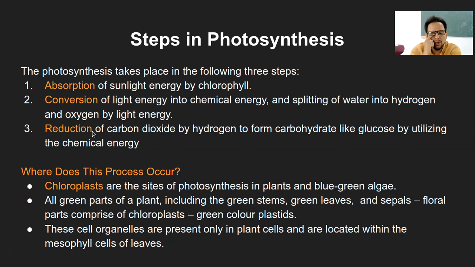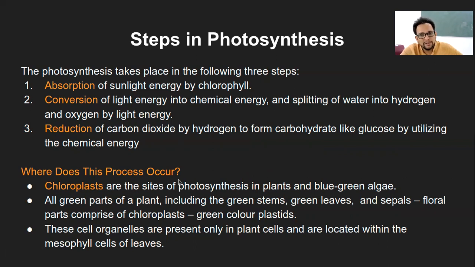Now I assume you would know what an oxidation-reduction reaction is from chemistry, right? So that is reduction of carbon dioxide by hydrogen to form a carbohydrate like glucose by utilizing the chemical energy. We will talk in detail about all of these processes, how exactly photosynthesis happens, and not just the simpler reaction. So that part will come later.